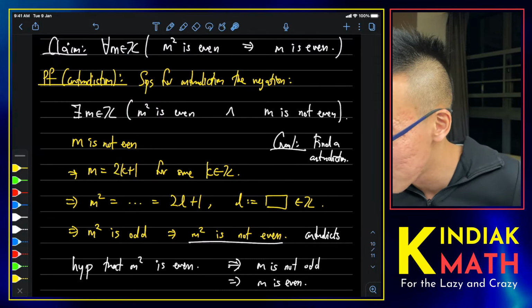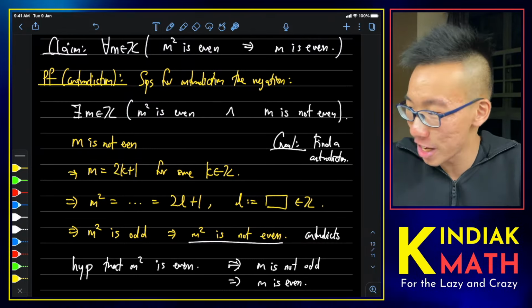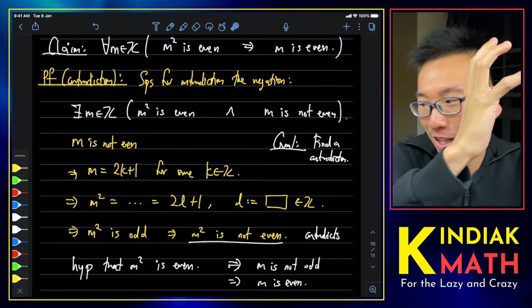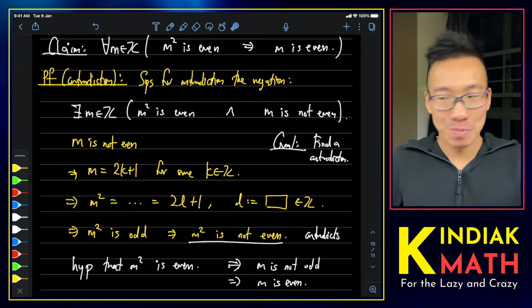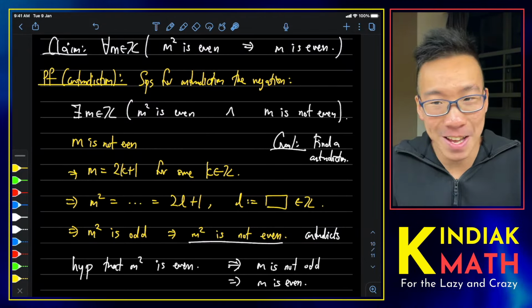How will you know when your proof sufficiently proves the claim? You check every quantifier and you check that the proposition is indeed true. Okay, so yeah, that's that.